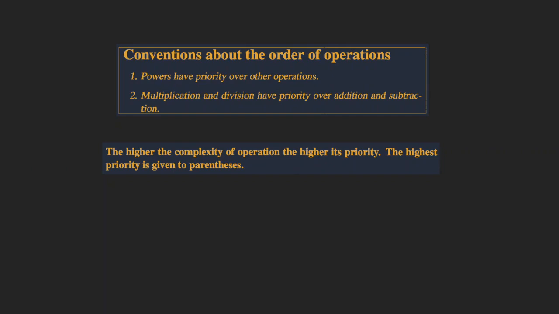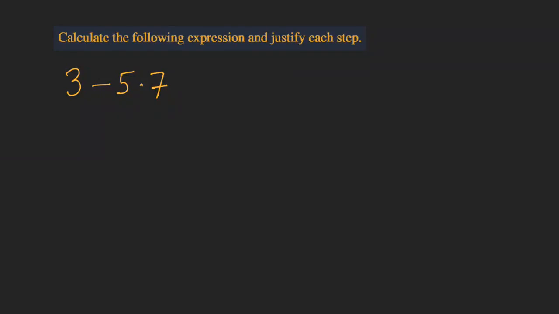The higher the complexity of operation, the higher its priority. The highest priority is given to parentheses. The operations in this expression are subtraction and multiplication. Since multiplication has priority over subtraction, we have to first evaluate the product 5 times 7, giving us 3 minus 5 times 7 is 35, which equals minus 32.